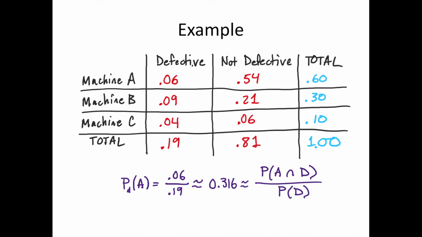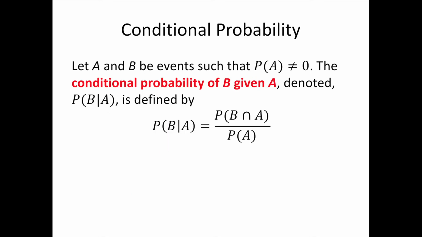And in the numerator is the probability of an intersection. So that's how we'll define conditional probability. Let A and B be events such that the probability of A is not equal to 0. That's just so we're not dividing by 0. The conditional probability of B given A, denoted P(B|A), we read as the probability of event B given, so that vertical bar translates to given, event A, is defined by the following formula: the probability of B intersect A divided by the probability of event A.